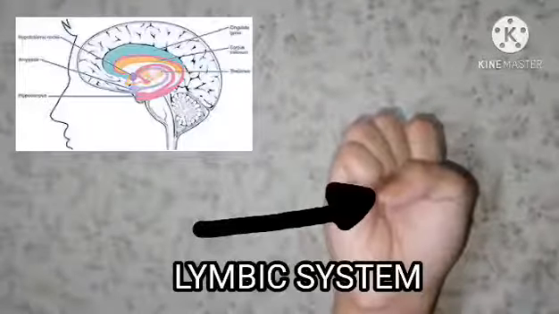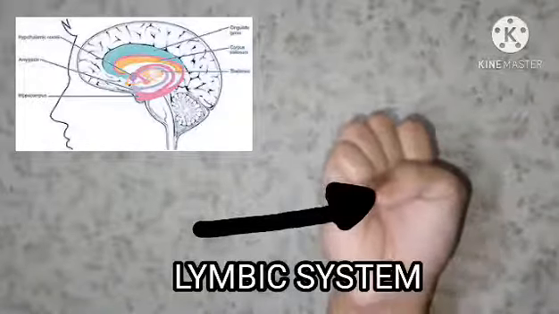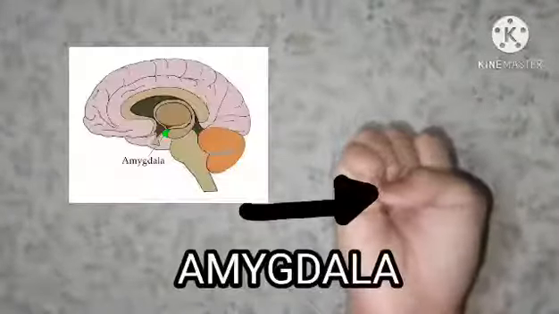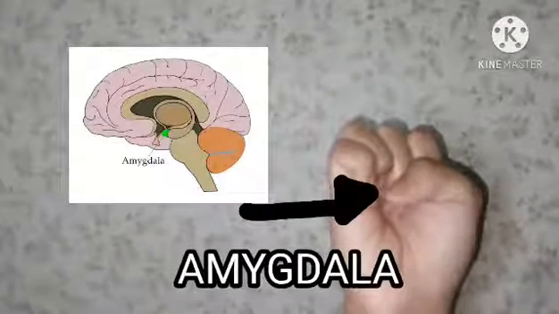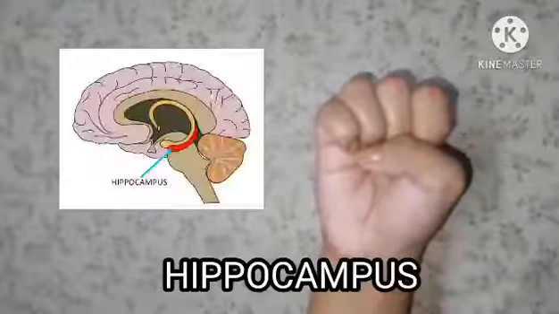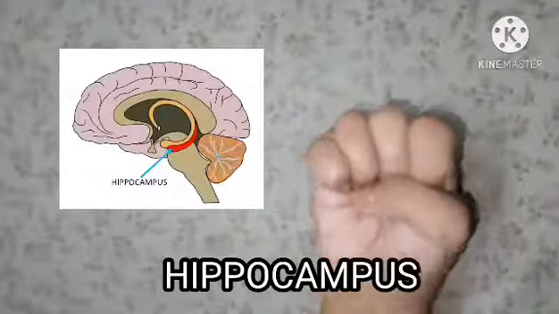If we take a closer look at the temporal lobe, we'll find the limbic system. The limbic system is responsible for emotions, learning, and memory. Inside of this, you will find the amygdala, an almond-shaped structure just below your thumbnail. The amygdala is responsible for basic emotions. Further inside is the hippocampus, responsible for learning and memory. That's it.